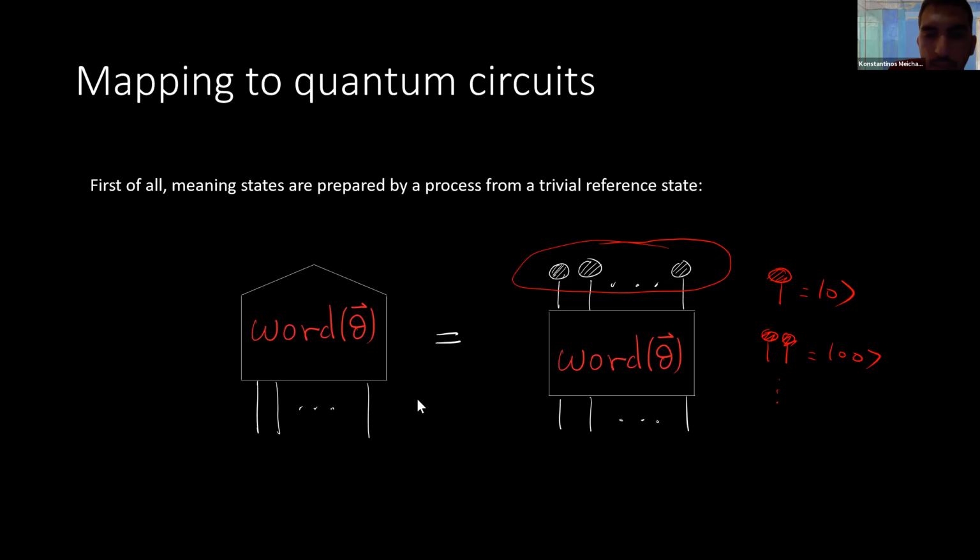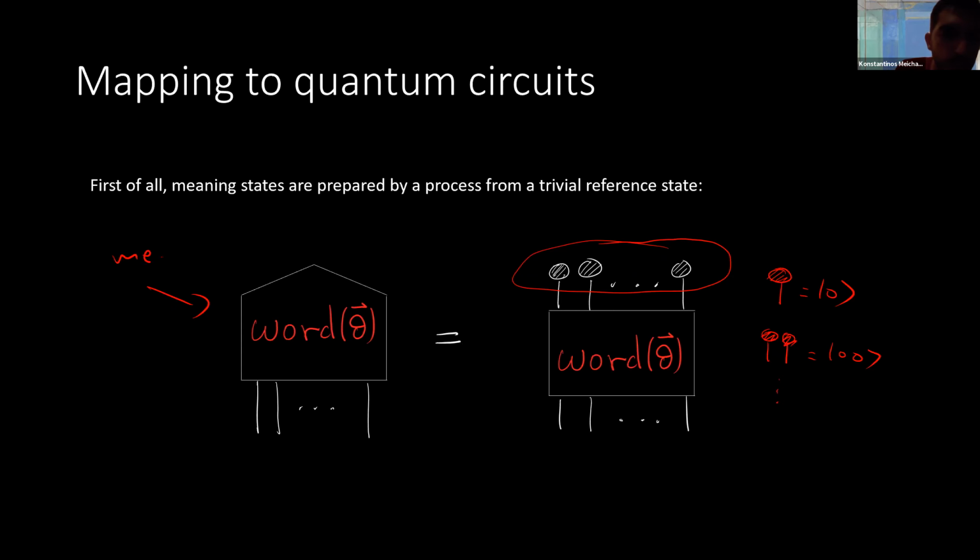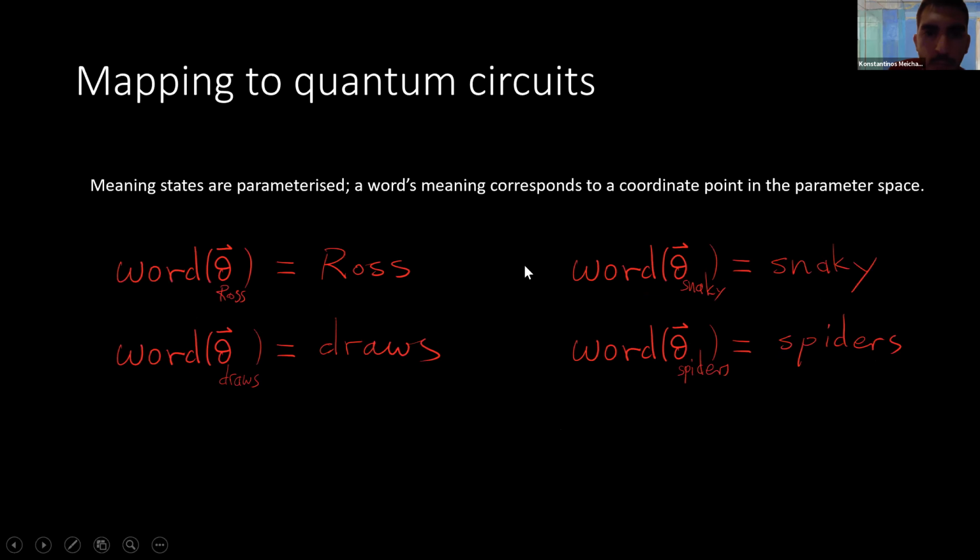So all the meaning is in the states, right? So this is the meaning here. The meaning is in here, or the semantics as we say. And the meaning is a process that prepares the state from the reference state of all zeros. So it's a parameterized process, as I said. So if you want, for example, the state for Ros, there is a parameter set, thetas, of some size for Ros that specifies Ros. And similarly for draws and snaky and spiders and so on.